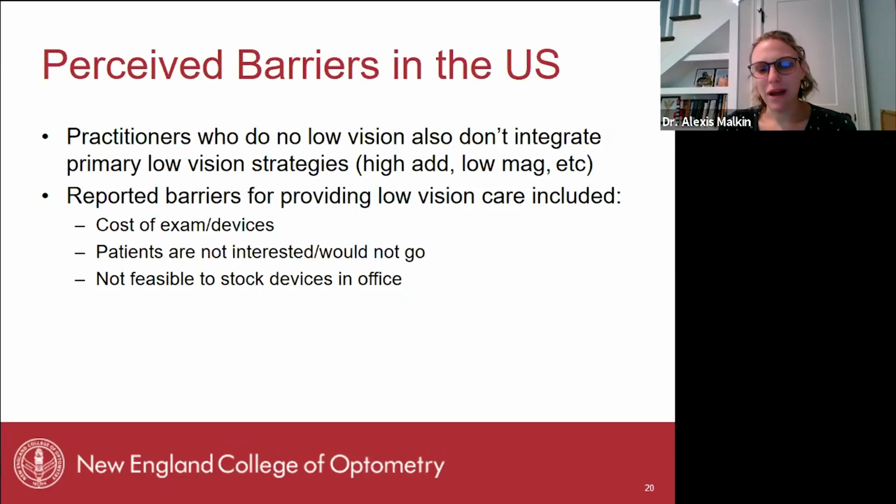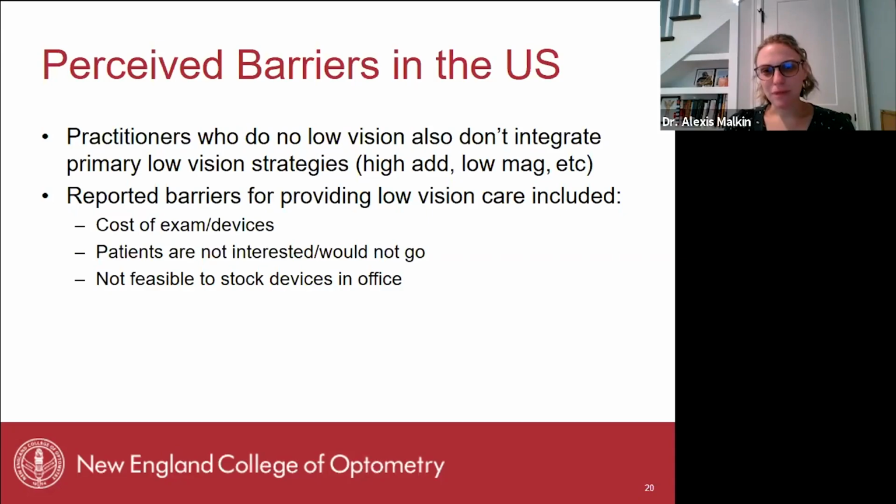And we found that practitioners who do no low vision, so they self-identified and said that low vision is not a part of their practice, then they also don't integrate those basic primary low vision strategies like a high add or low magnification. So it seemed that those who say they do some low vision do both primary and advanced, and those who do no low vision didn't even do the most basic strategies.